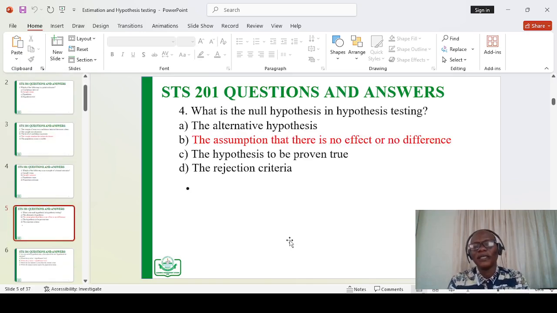What is the null hypothesis in hypothesis testing? So the assumption that there's no effect or no difference. That is the null hypothesis. So B is the correct answer.